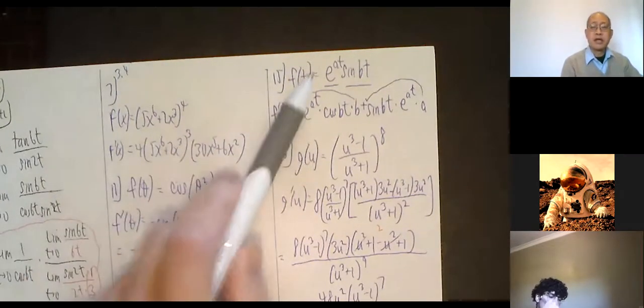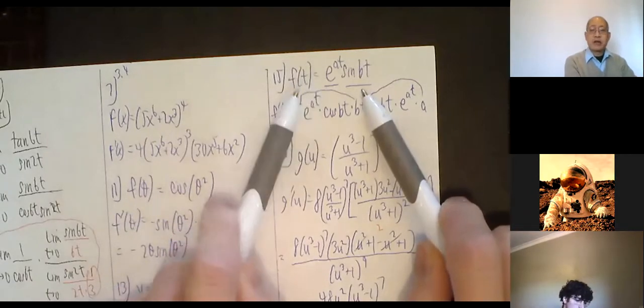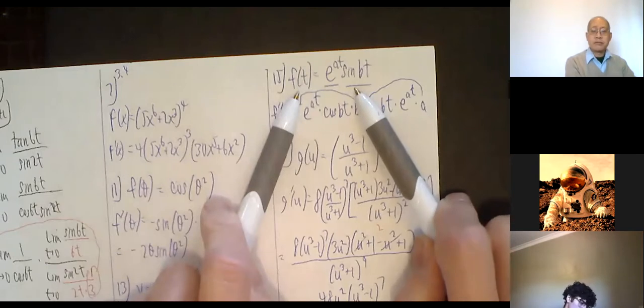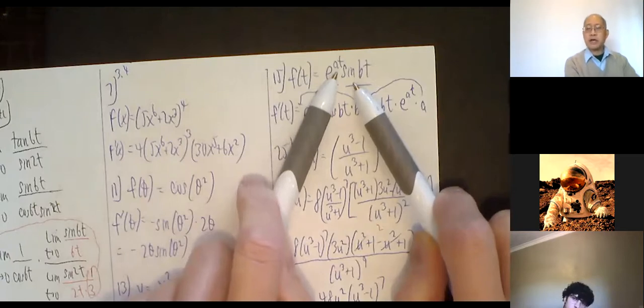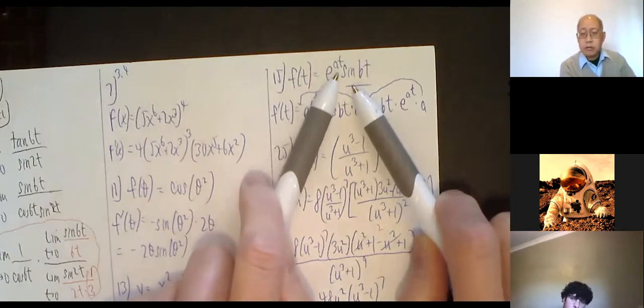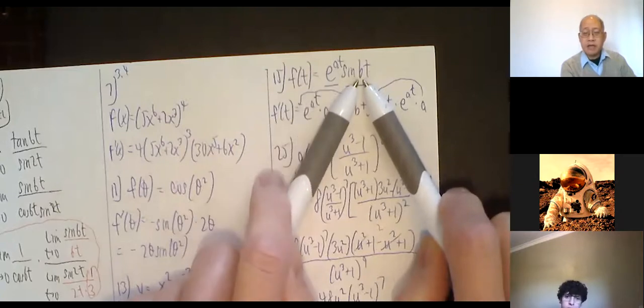All right, so we're going to do a few more here. How about I'll show you 15. e to the at sine of bt. Now, they write it as f of t. That tells me t is the only variable. a and b are not variables, they are constants. So there's a lot of things going on here. There's a product rule. There's also a chain rule where a is a constant and b is a constant.